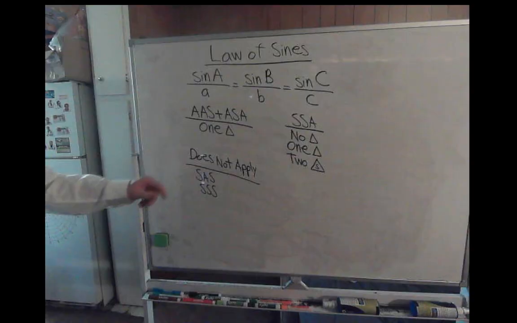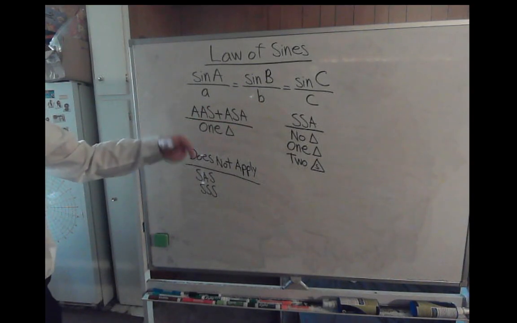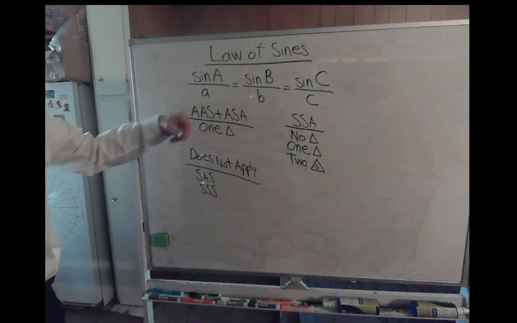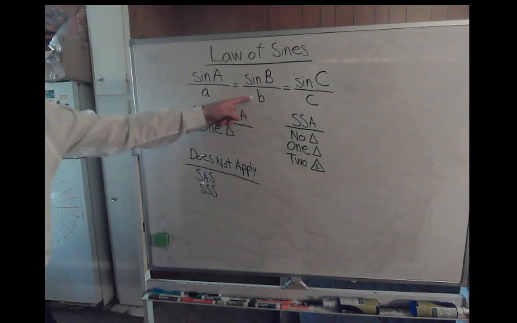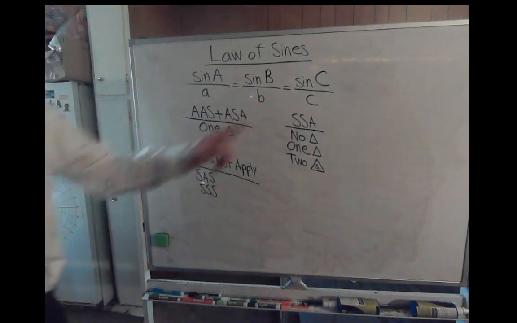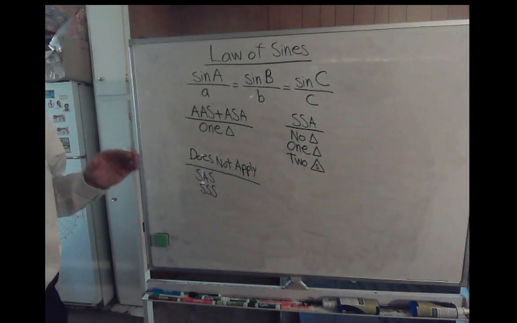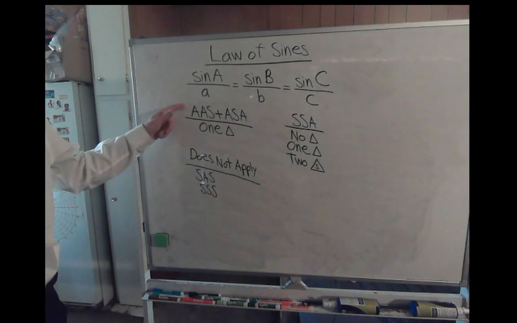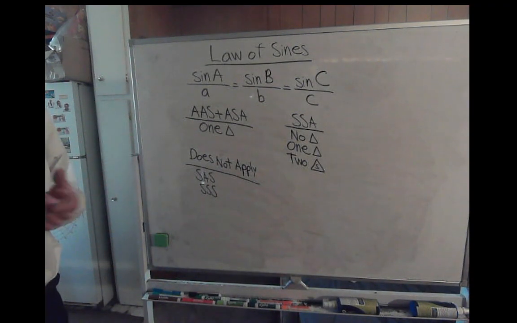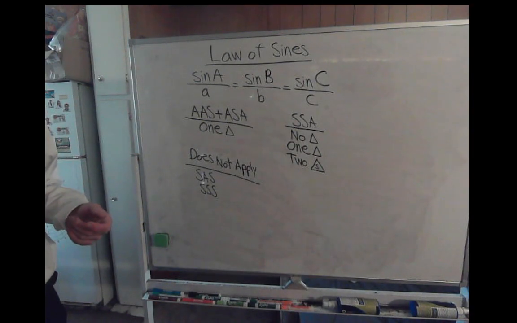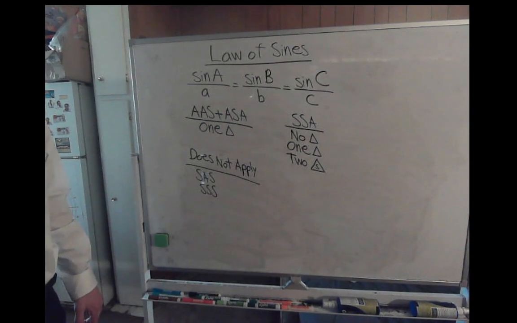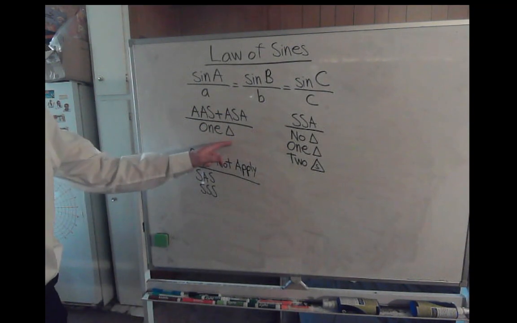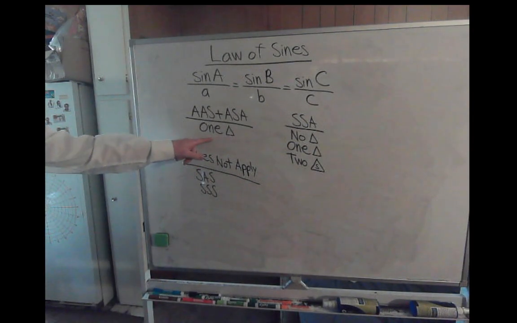So the law of sines sets up three proportions, which you'll only use, of course, two at a time, but it's the sine of A over A equals the sine of B over B equals the sine of C over C. The law of sines only applies to three types of triangles. You have an angle-angle-side triangle, so if you're given two angles and a non-included side, or an angle-side-angle triangle where you have an angle, an included side, and another angle, you'll get exactly one triangle.